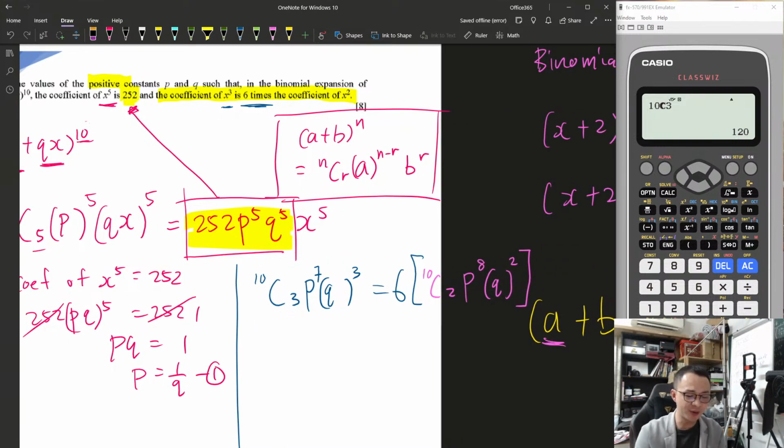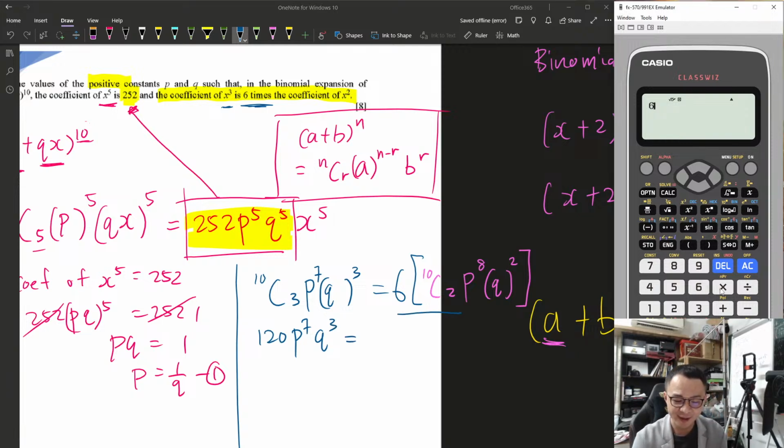This is the equation I want to form here. If I solve it using simultaneous equations, I can easily get this 8-mark question in the IGCSE exam. So this is what happened. 10c3 is basically 120, p power of 7, q power of 3. And then this is 6 multiplied by 10c2.